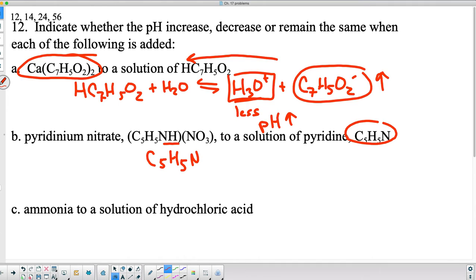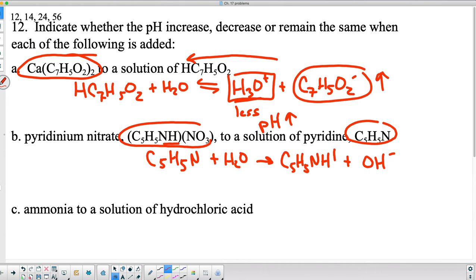C5H5N plus H2O. On this side here, what I get is C5H5NH plus, and over here I get OH minus. And when I add this to it, I'm increasing this, which decreases this, which means pH decreases. If I'm decreasing this, my H plus goes up as a result of decreasing the OH minus. Okay, so this is how you have to think of it. If you increase this, it goes in this direction. This goes down, this is going up. That means this goes up and this goes up, and the thing that changes the pH will be this over here. So the OH minus goes down, which means pH goes down.